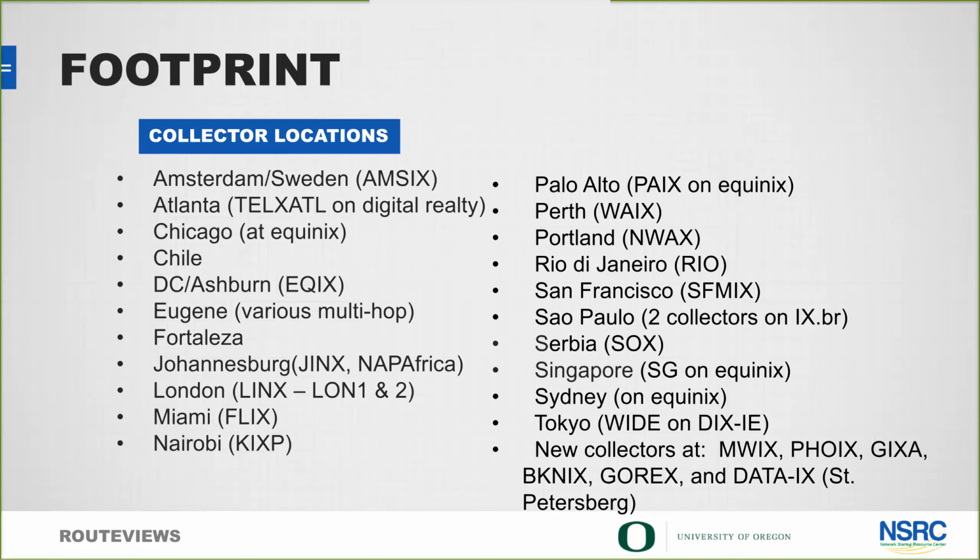So here's kind of a quick look at the route views collector footprint. I'm not going to iterate through all of these, but as you can see, we have a lot of collectors. They're fairly geographically diverse, so we actually have a pretty good coverage of the global routing infrastructure from multiple vantage points across the globe. And we'll get into some more of these details later on in the presentation.